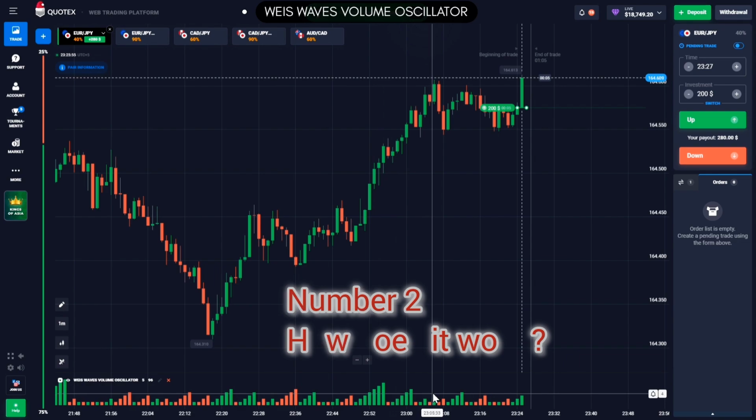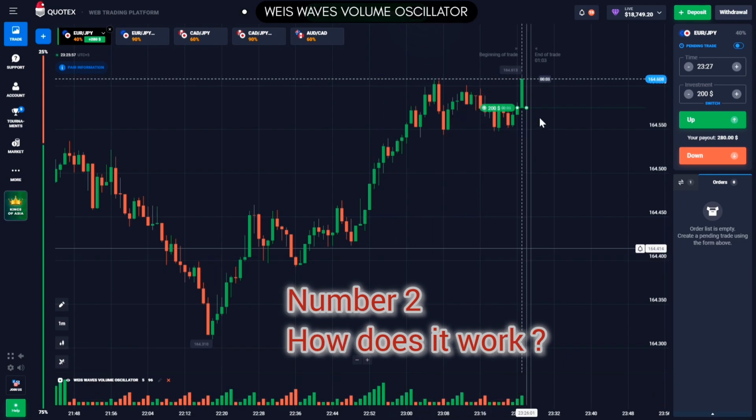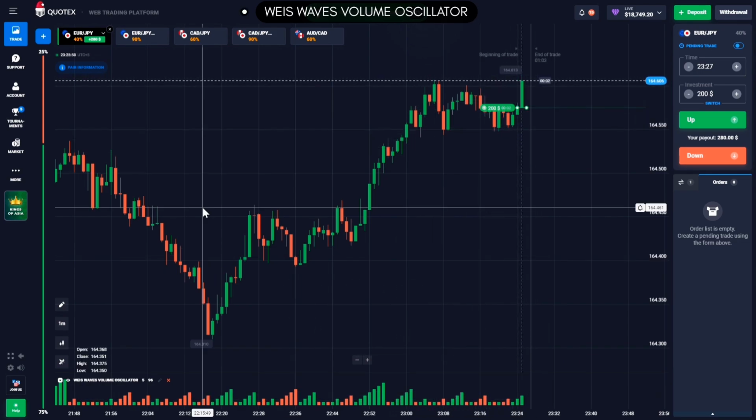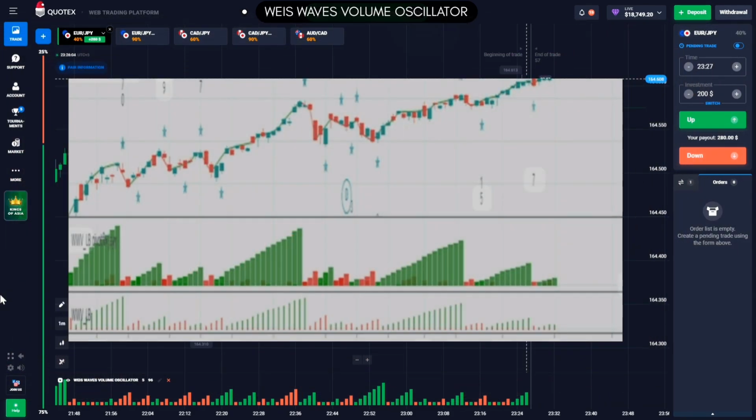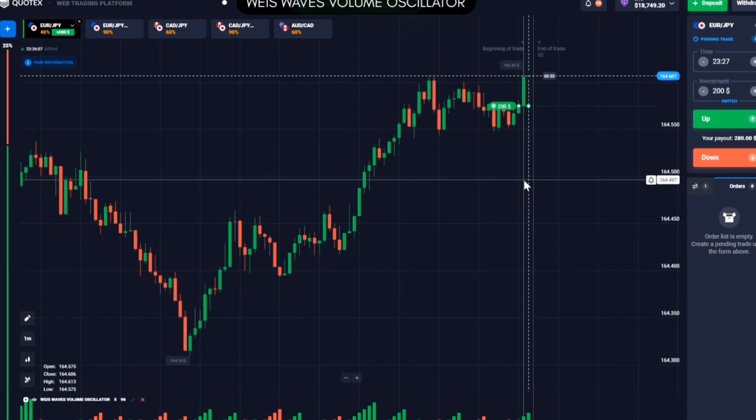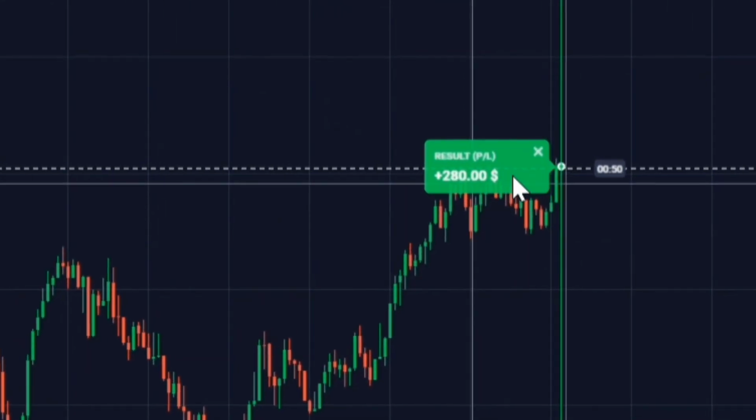Number 2. How does it work? Wave formation. An up wave forms when price keeps moving higher. A down wave forms when price moves lower. Volume is summed up for each wave, showing whether buyers or sellers dominate.